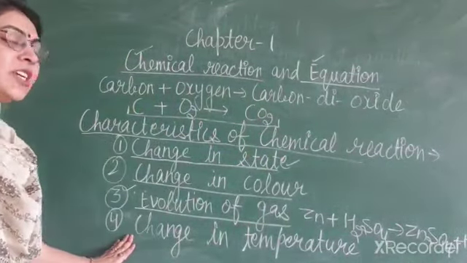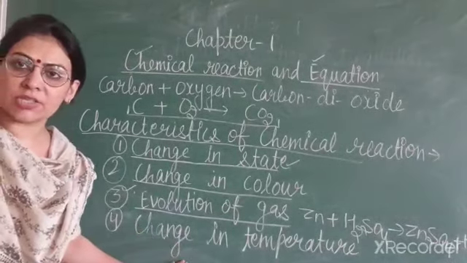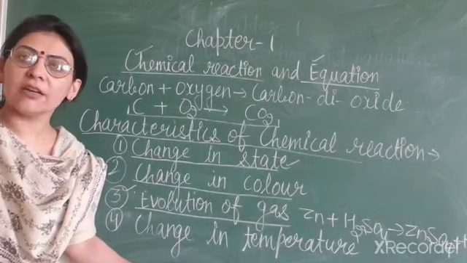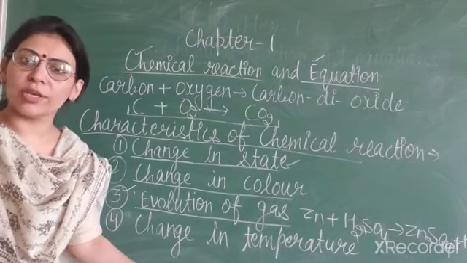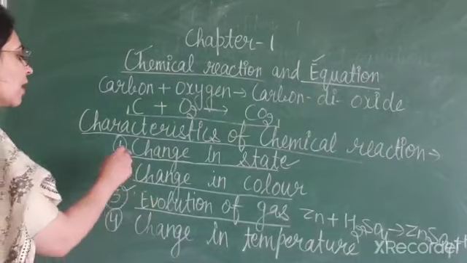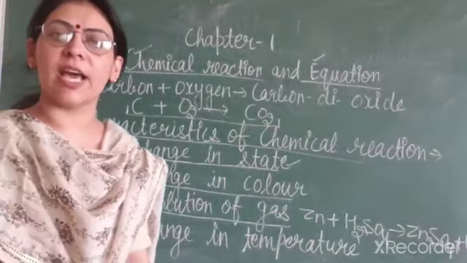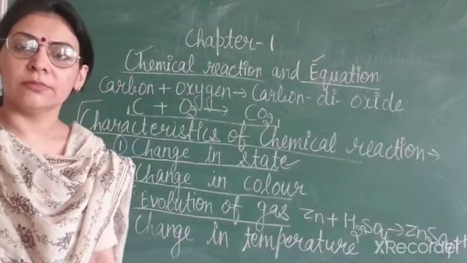Next one is the change in temperature. Change in temperature during any chemical reaction shows that a chemical reaction is going on, meaning a chemical reaction has taken place. So these were the 4 characteristics of a chemical reaction.